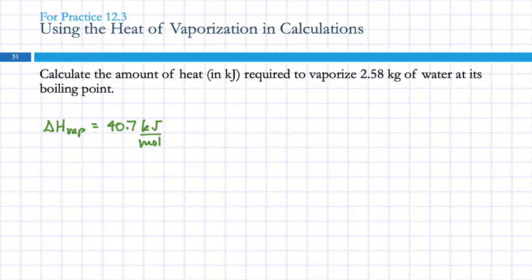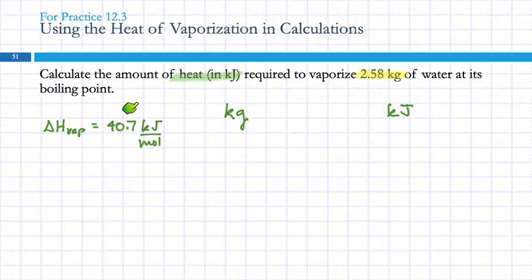So what numbers are they giving us here? Well, they're giving us 2.58 kilograms of water. And what are they asking us to find? Heat in kilojoules. This is a dimensional analysis problem. It strikes again. So we're going to start with kilograms, and we're going to try to get to kilojoules. And we have to figure out how to get from one side to the other.